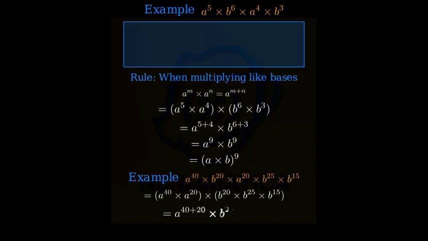Next, we add the exponents for like bases. a to the 40th power times a to the 20th power equals a to the 60th power.